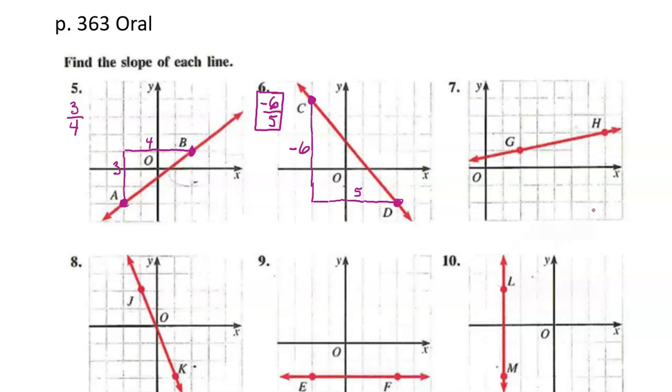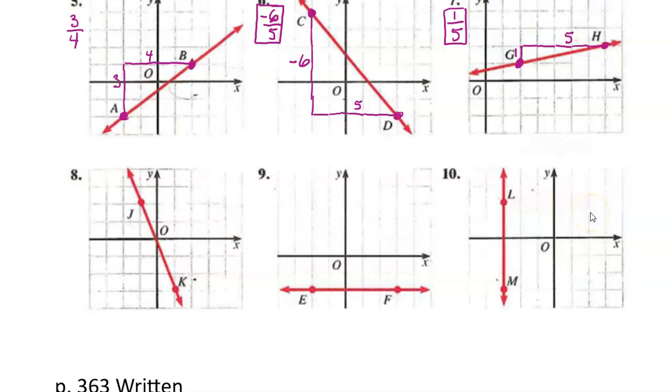Number 7, find 2 points on the line, point G and point H. Start from the point that's furthest to the left. That's the first point. From point G to get to point H, you rise 1 square. And now run to the right. 1, 2, 3, 4, 5 squares. The rise is 1 and the run is 5. 1/5 is the slope.